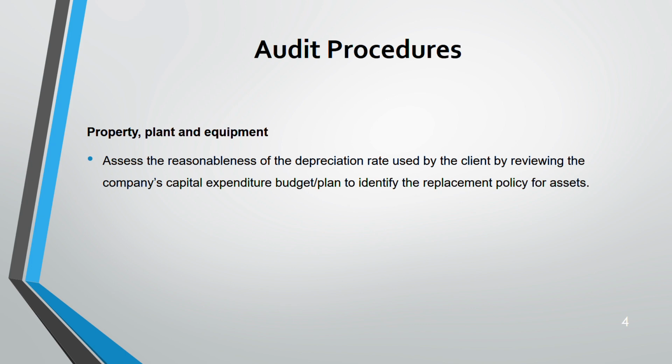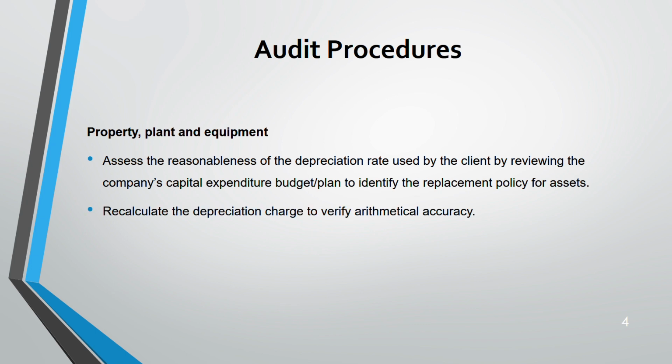the company's capital expenditure budget. Because property, plant and equipment is capital expenditure. Long-term expenditure, no? More than 12 months. That's why it's capital expenditure. Revenue expenditure goes as an expense in your profit and loss. That's why it's the capital expenditure budget you have to check. Why the budget? To identify the replacement policy for assets. Then only you can be sure whether your depreciation rate is reasonable or not.